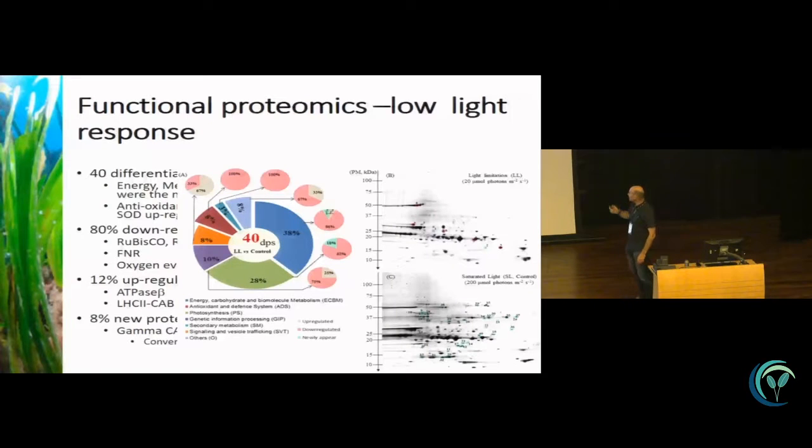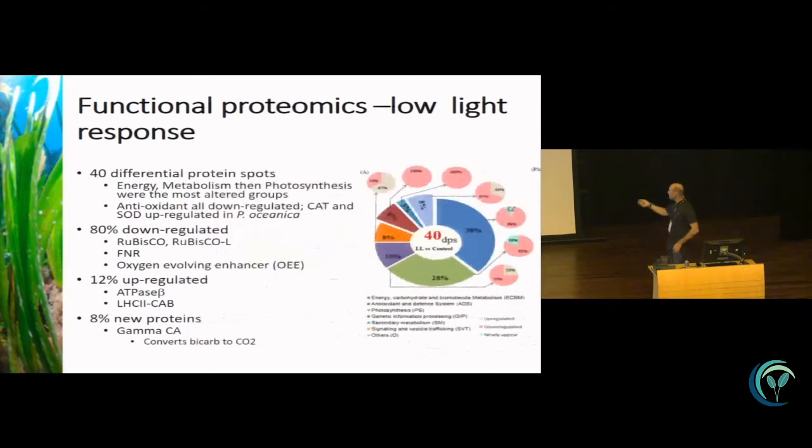Here's the low light one, same deal, the two different. So this is the low light gel, this is the control gel. You can see there's a huge difference. And what's happened is a lot of downregulation because there's a lot of dots that aren't up here. So now we've only got 40 differential proteins for low light, and there's the metabolism.